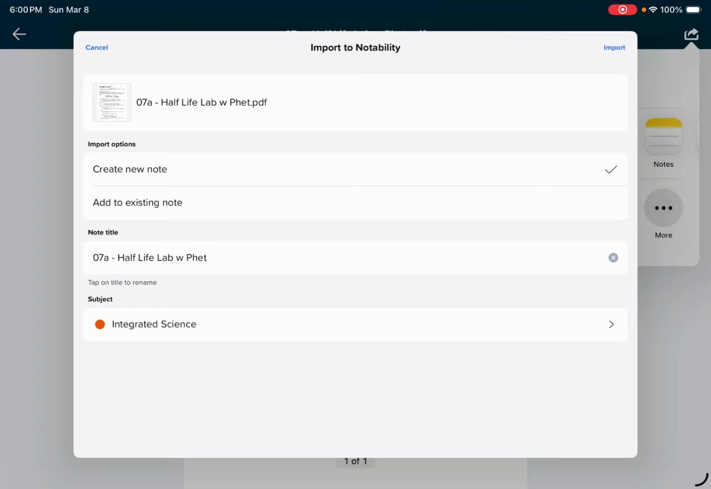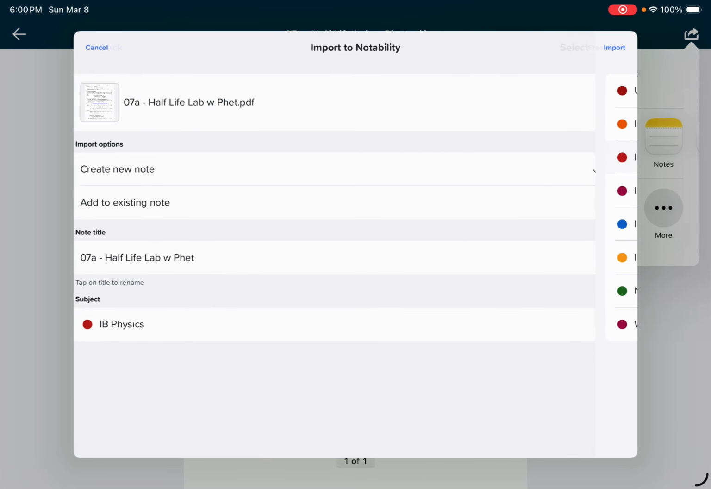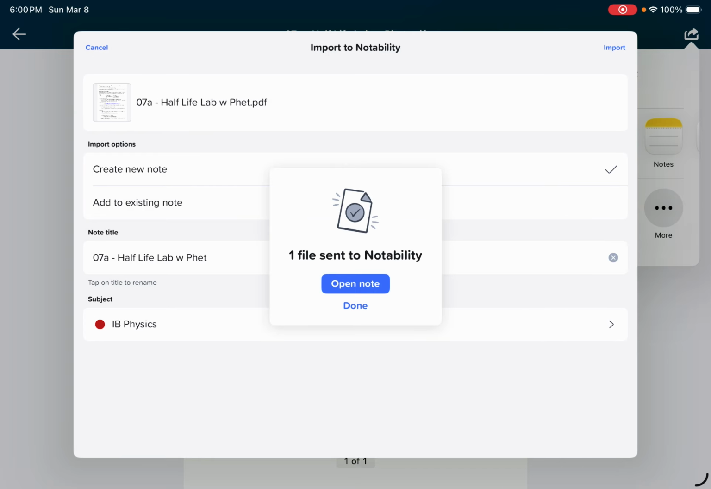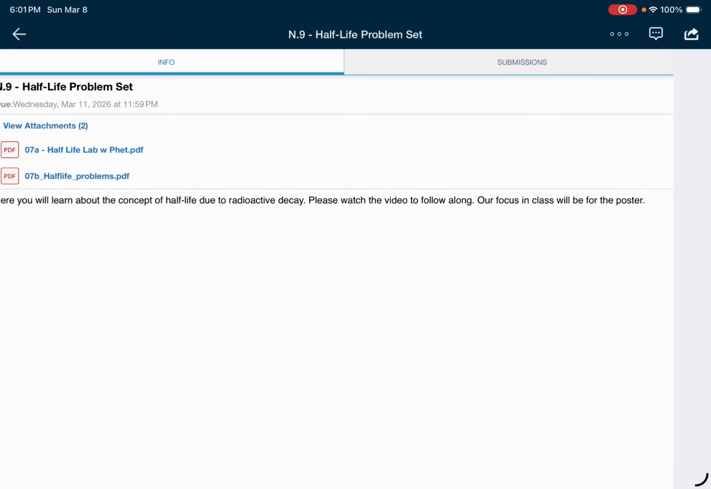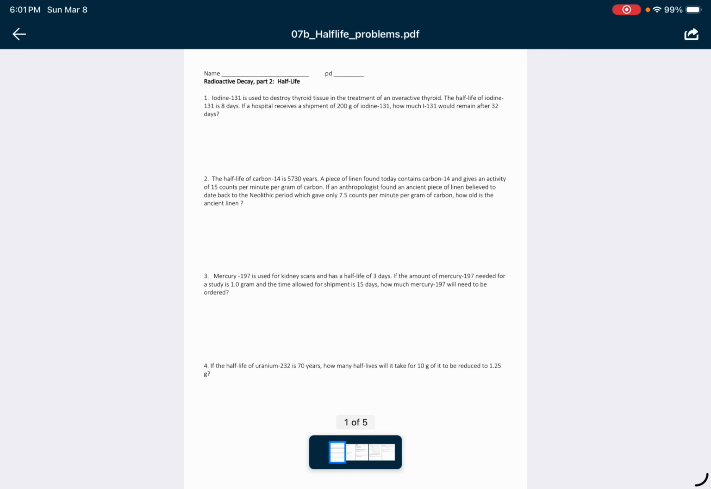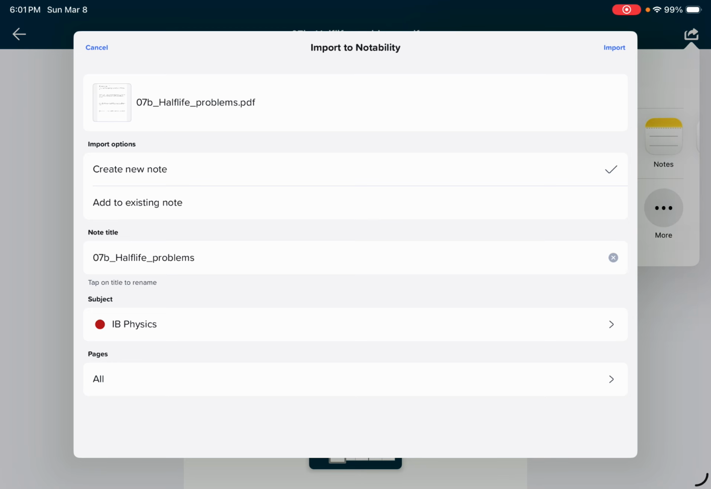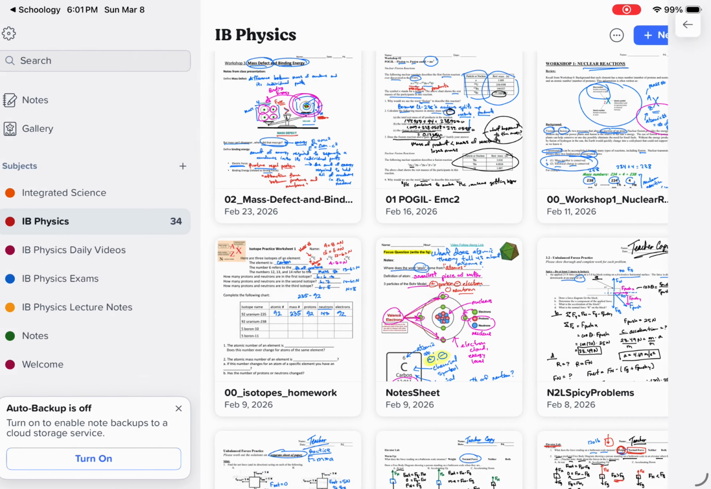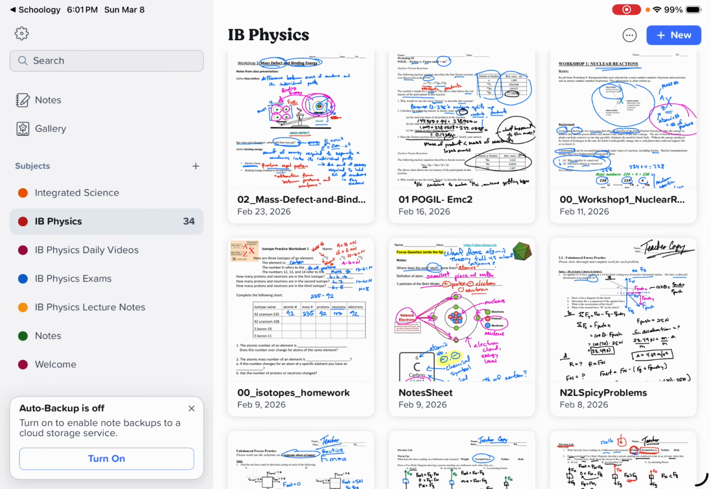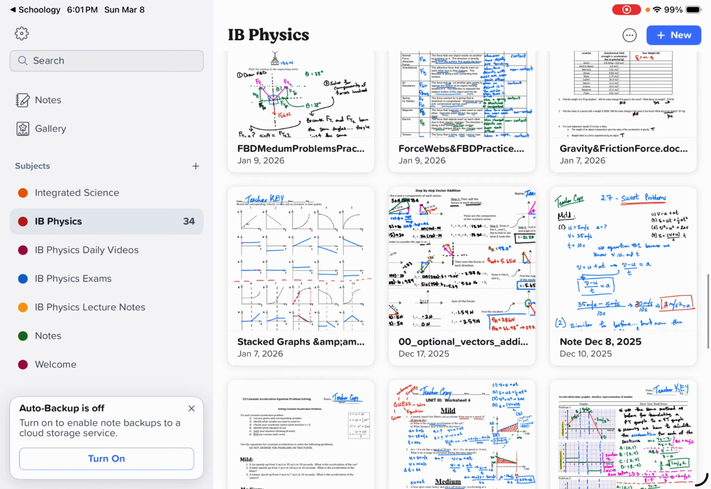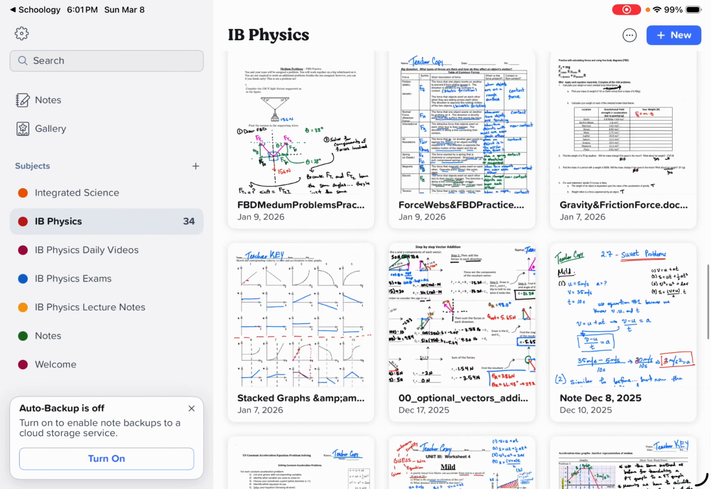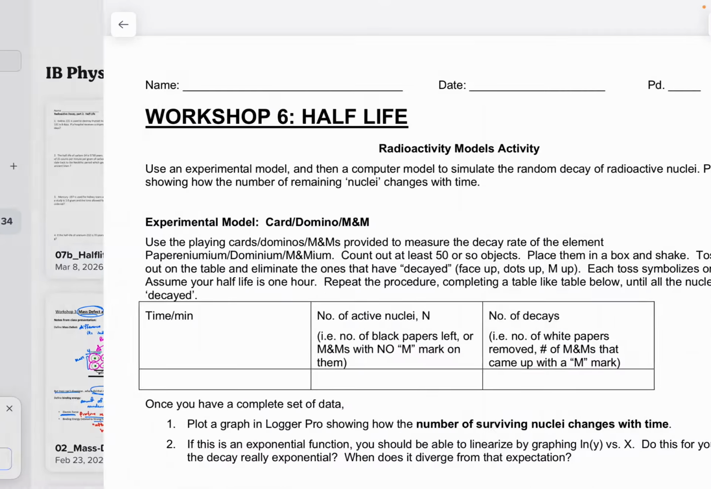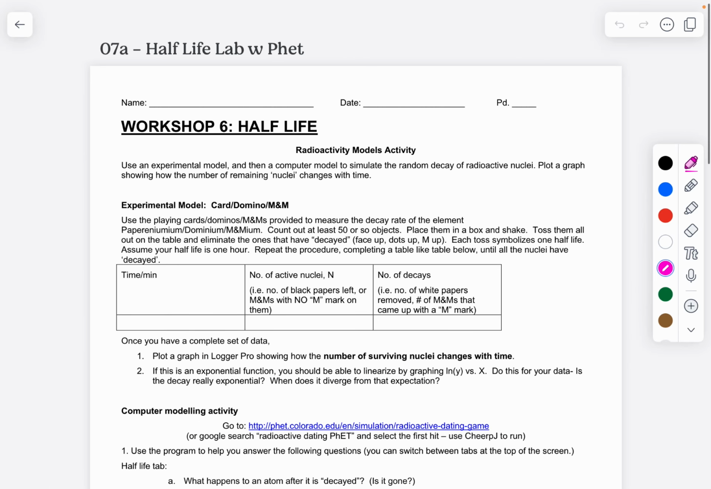And you want to send it to Notability. I wanted to send it to Physics. Say down here, and then do the other one as well. Okay. Import. Open note. So I think what I want to do is, where did it go? Did it go all the way to the bottom? No. Oh, it's right here.